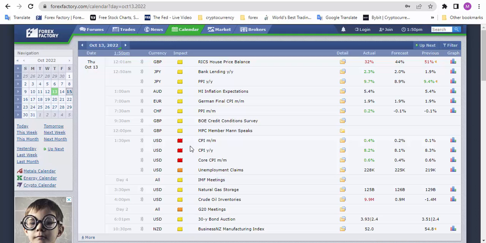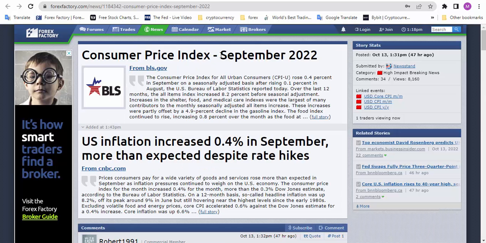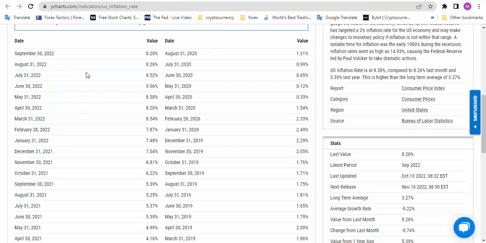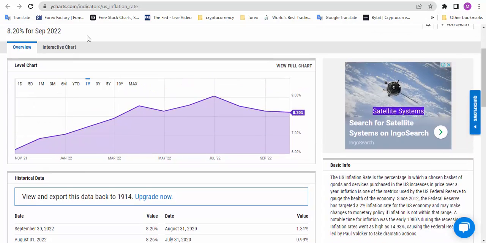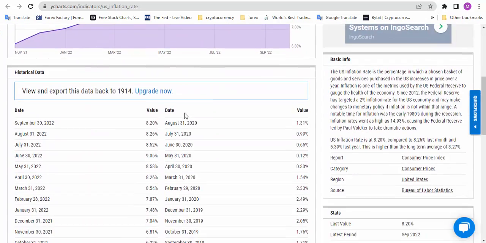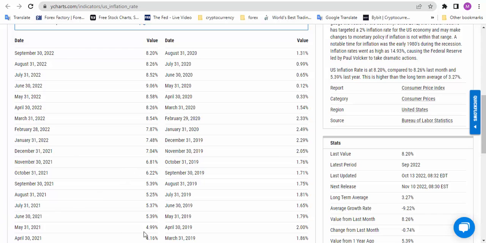In this video, I want to explain to you what is CPI and what is its effect on the economy. CPI is the abbreviation of the Consumer Price Index, which measures the monthly change in prices paid by US consumers and is the Federal Reserve's best tool for measuring inflation. Inflation is one of the most important things that the Federal Reserve cares about. According to the data, inflation in the USA is high for over a year.